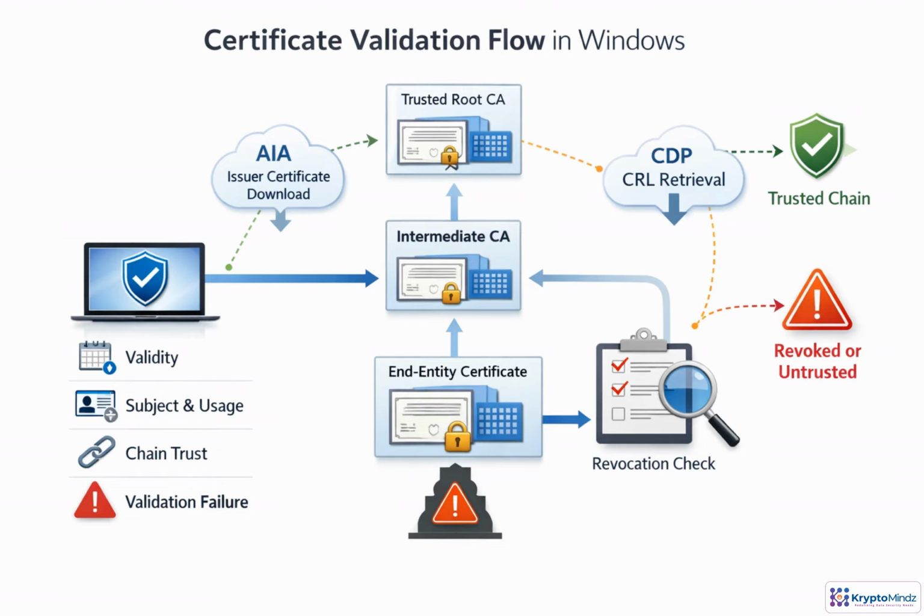When Windows receives a certificate, it first checks the basics. Is it within its validity period, and does the subject or SAN match what you're connecting to? It also verifies that the certificate's intended usage is appropriate for what you're doing. After those checks, Windows tries to build a chain to a trusted root. If an intermediate is missing, it follows the AIA URL to download it. Then it uses CDP locations to pull CRLs and perform revocation checks. Any failure in chain building or revocation validation leads to warnings or outright rejection.